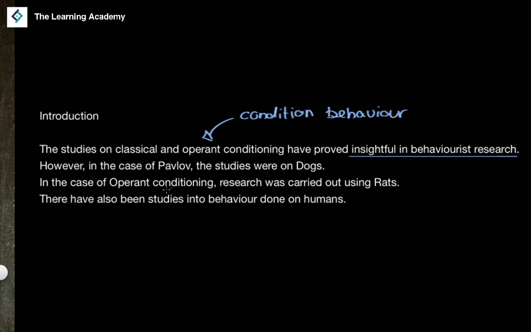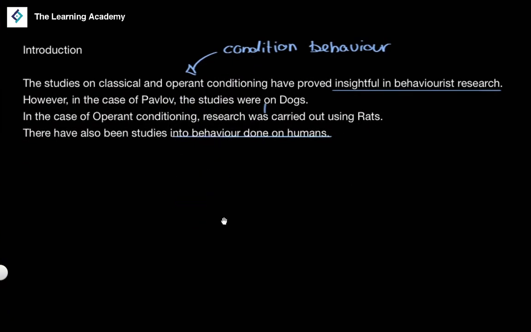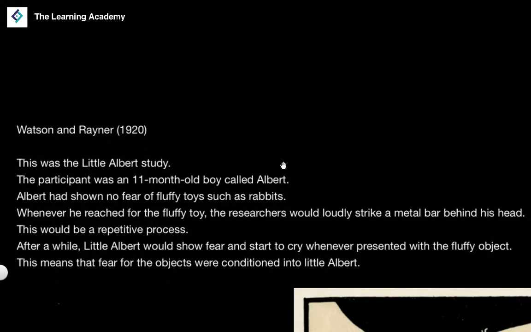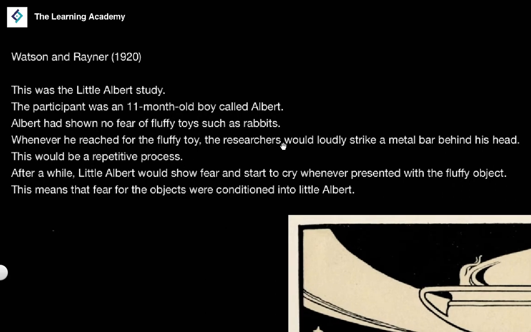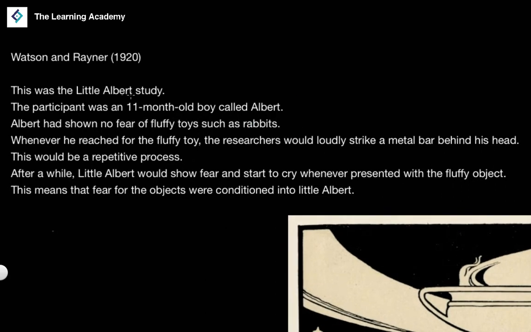Now, there have also been studies done into the behaviour of humans, and this is a very key example that we're going to talk about here, the way in which conditioning has been used to influence behaviour in humans. And this is the Watson and Rayner case study from 1920, also known as the Little Albert study. So this is a case study.